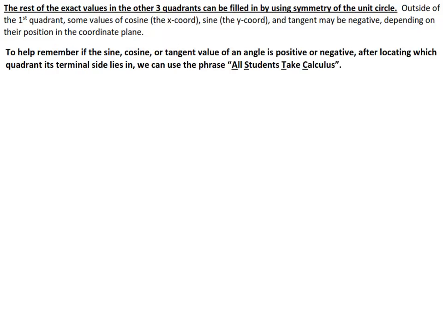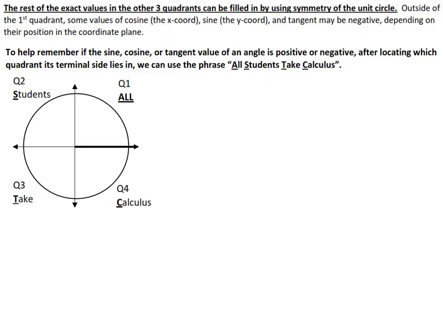To help remember if sine, cosine, or tangent is positive or negative in each quadrant, we can use the phrase, all students take calculus. All students take calculus, starting in quadrant 1 and going counterclockwise, just like our angles go. So the whole phrase, all, lets us remember that in the first quadrant, sine, cosine, and tangent, all three are positive, right? Quadrant 1, x, y, and a positive divided by a positive, they'll all be positive in quadrant 1.